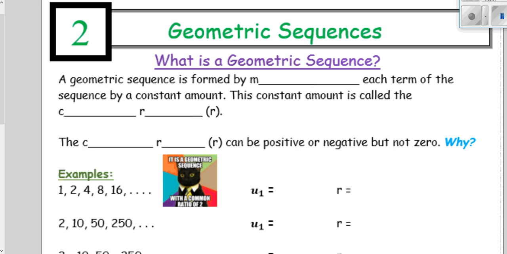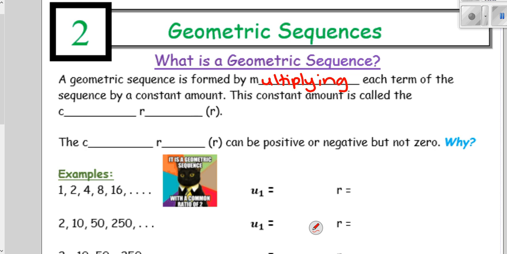So this is lesson 2, geometric sequences. What is a geometric sequence? Quite often, we're just trying to recap what we know already. A geometric sequence is formed by multiplying each term of the sequence by a constant amount. That constant amount is called something starting with C and something starting with R.